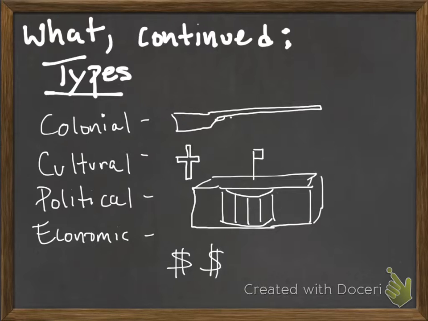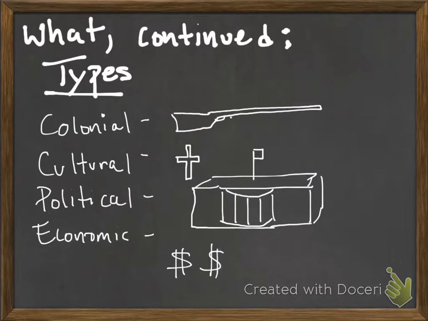Another type of imperialism is cultural. And this is when one country's culture impacts another country's culture. A very common way maybe to think about this is missionaries, early missionaries who were bringing Christianity to native peoples and trying to convert native communities to following Christianity.